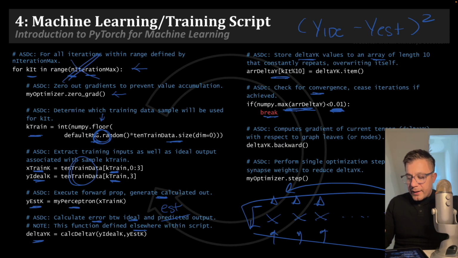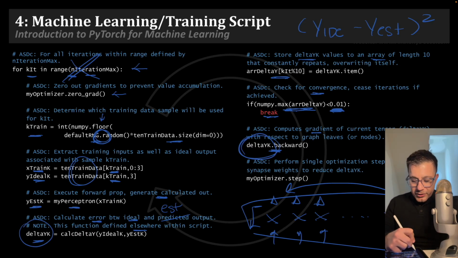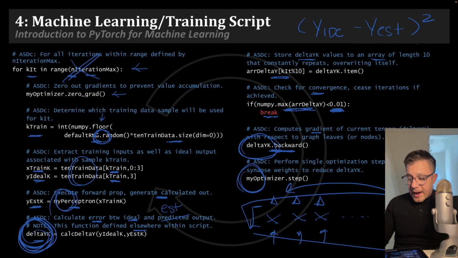Now, if we don't break, then we have to use the backward function to compute the gradients of the current tensor, which is the error function. So we apply the backward function to the loss function, the error, not to the myPerceptron itself. And then we simply step the optimization forward, and this is the optimization we defined up above.